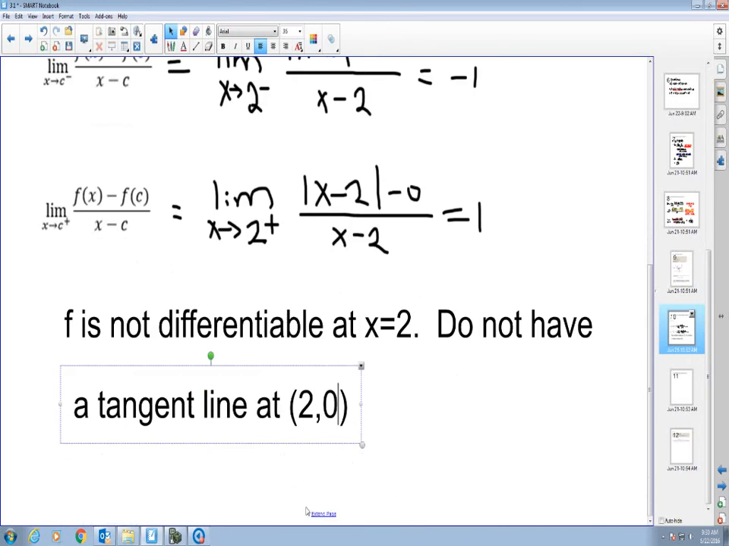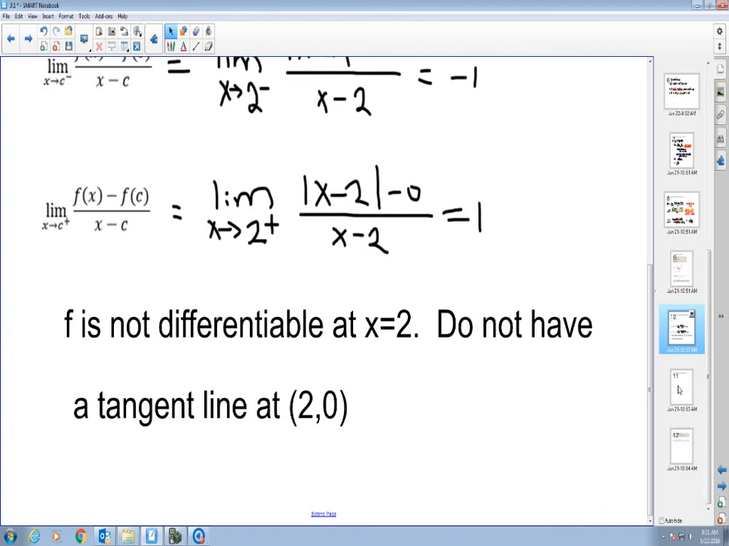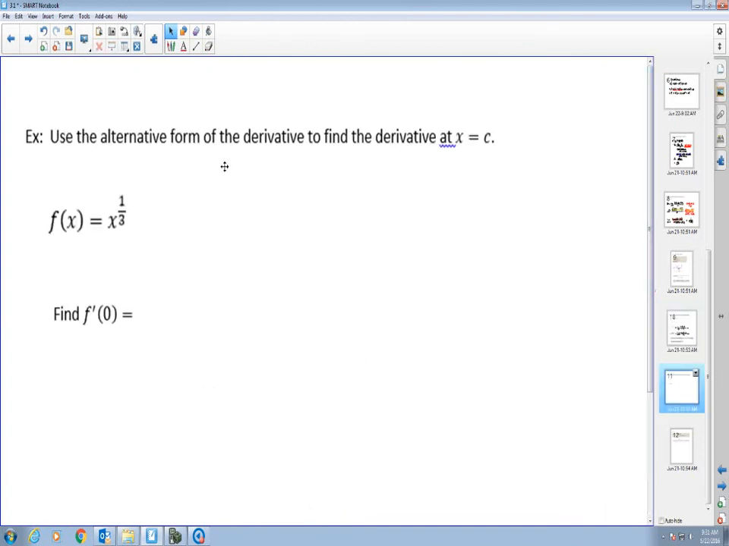And the graph kind of shows it as well. Tangent line does not exist because the limit from both directions is not the same. It has to be the same for the function to be differentiable at that particular point. Alright. Let me show you another example using the alternative form. x to the 1/3 power. It's a very weird looking graph.